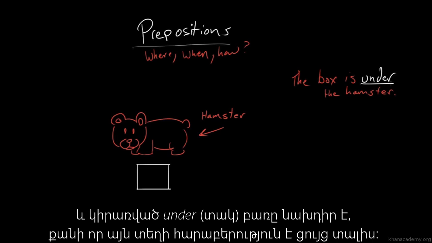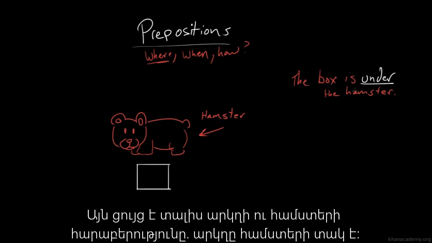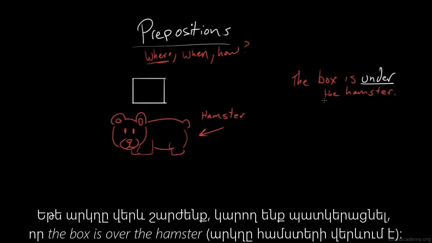That word under is a preposition because it's establishing this relationship of where. It's connecting the box to the hamster. The box is under the hamster. But if I move it up like so, now we can say the box is over the hamster.